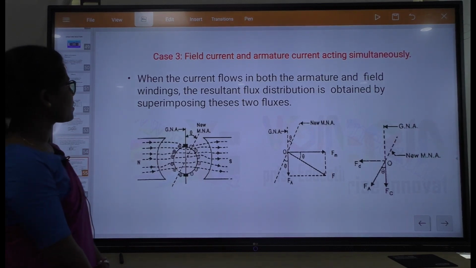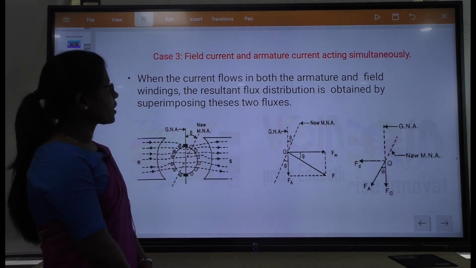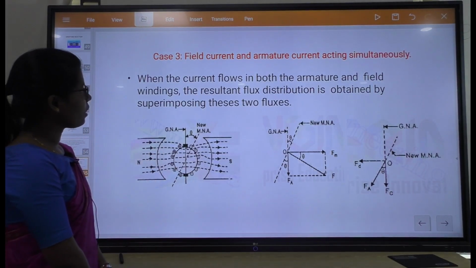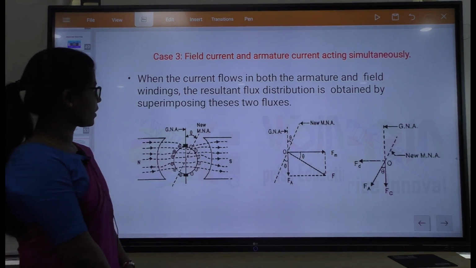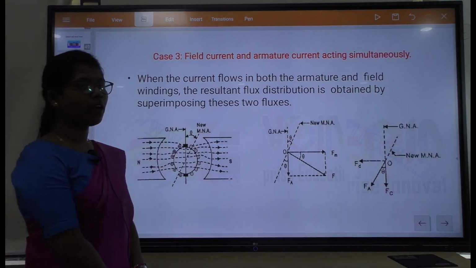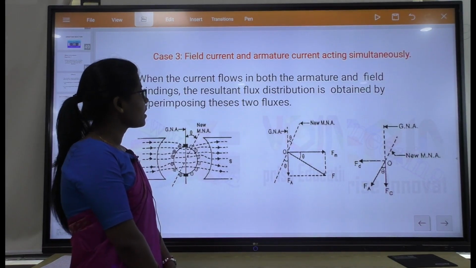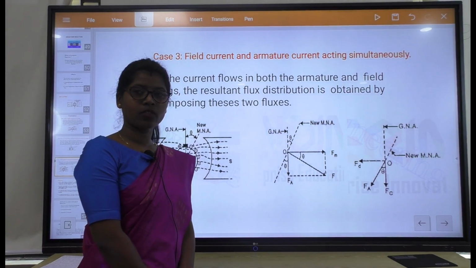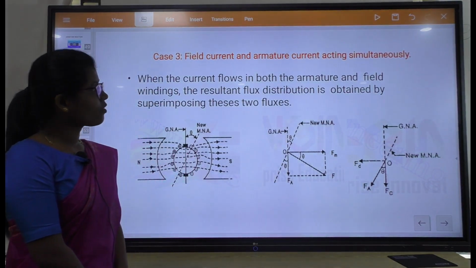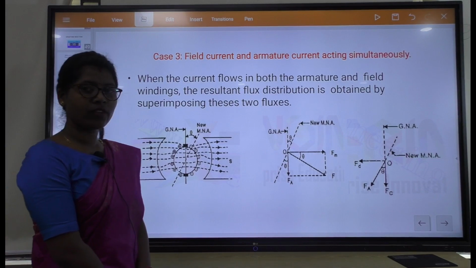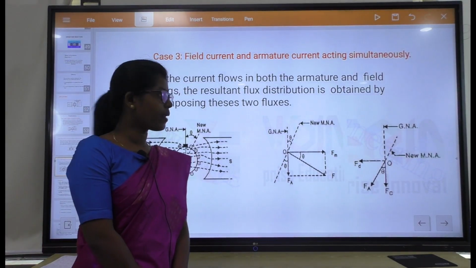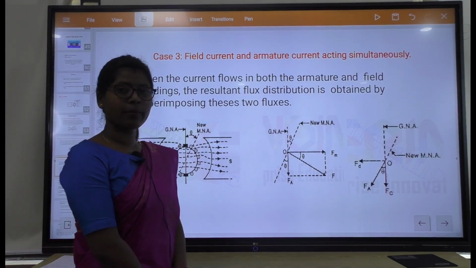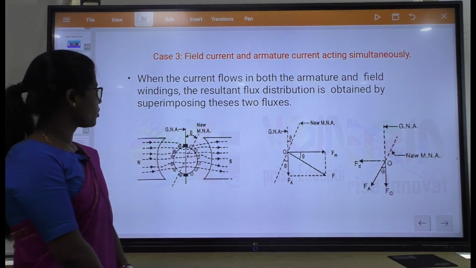Next, coming to the third case, that is field current and armature current acting simultaneously. In that case, due to the field current, field flux will be produced. Due to the armature current, armature flux will be produced. So, the interaction of these two fluxes produces a resultant flux. That resultant flux is called armature reaction. So, the interaction or effect of this armature flux on the main field flux is called armature reaction.